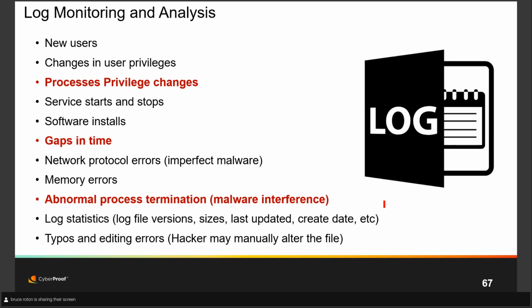Some other things, log statistics. Look at the log file version, sizes, last updates, create dates, for any anomalies there. If typically a weekly log that comes out of a system is half a gig, and one week it's only 200 meg, well, that might be an indication of a problem. Also look for typos and editing errors in the log. Guess what? Somebody going in and changing a log can make a typo. So you may see things that aren't right in there. And generally the application itself doesn't make typos. So look for editing errors and any type of typos in the log.